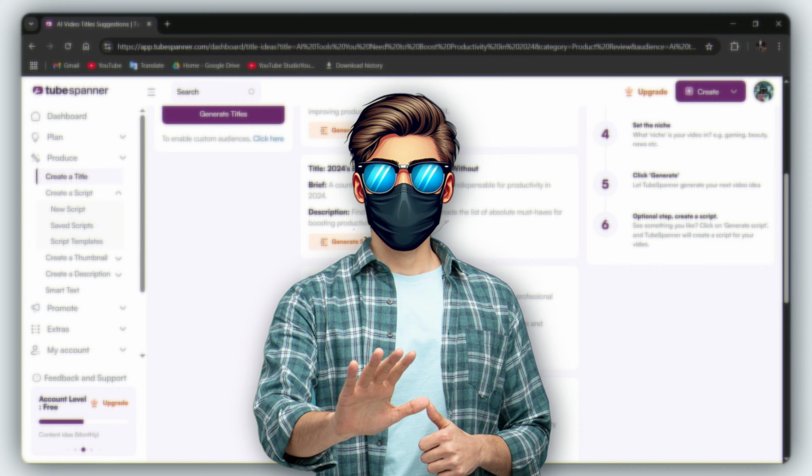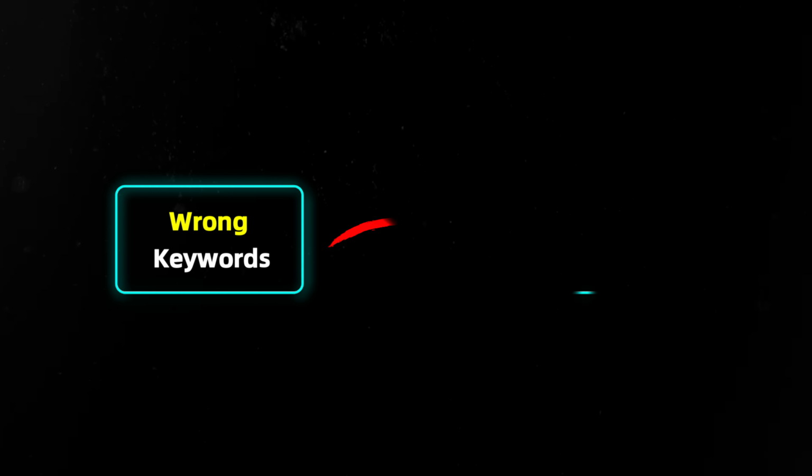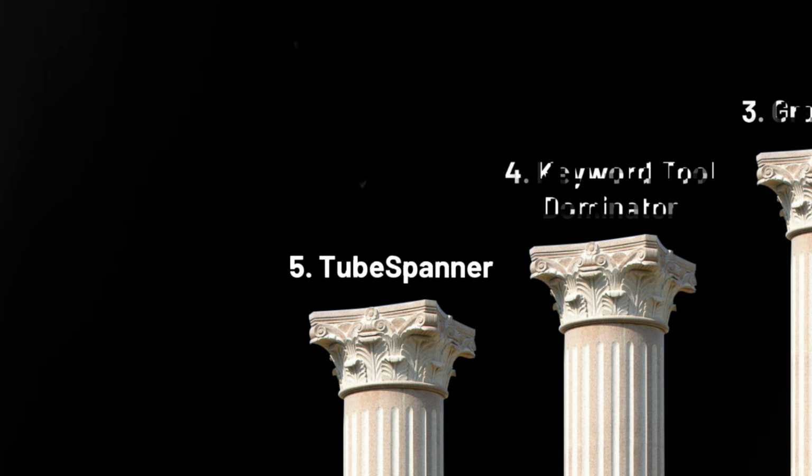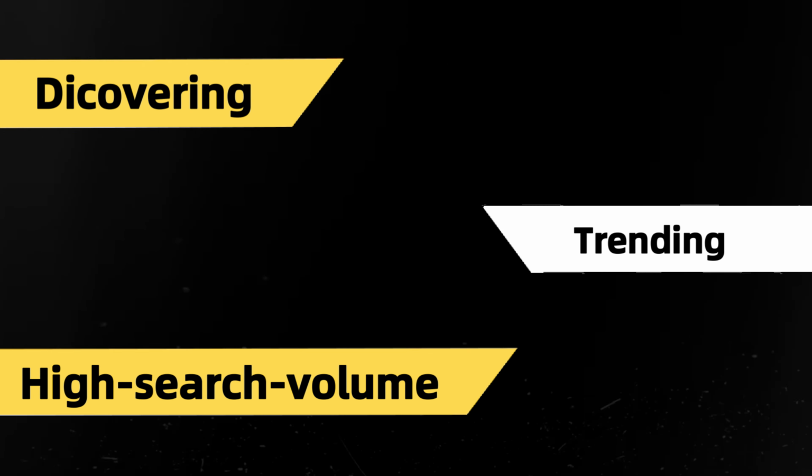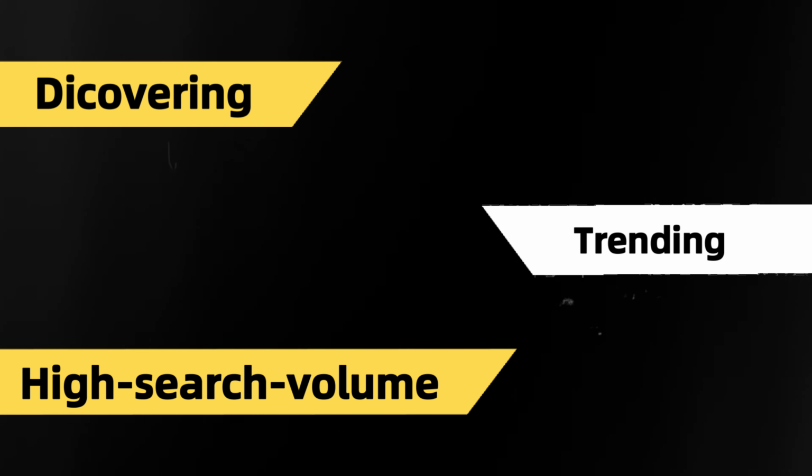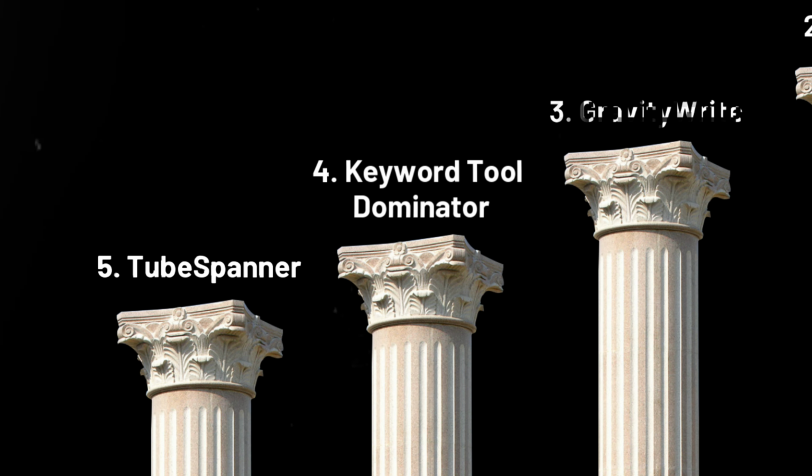But wait, here's the catch. If you're using the wrong keywords, even the best scripts won't rank. And that's where the next tool comes in, a hidden gem for discovering trending, high search volume keywords that new YouTubers can actually compete with, called Keyword Tool Dominator.